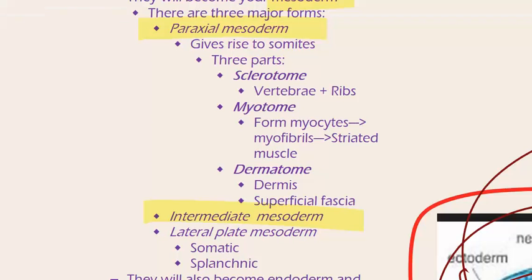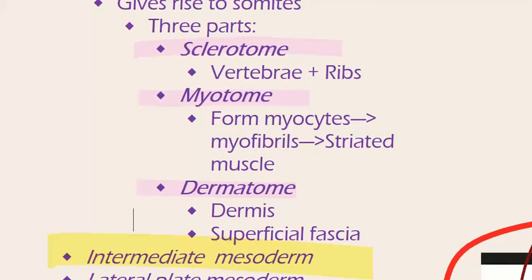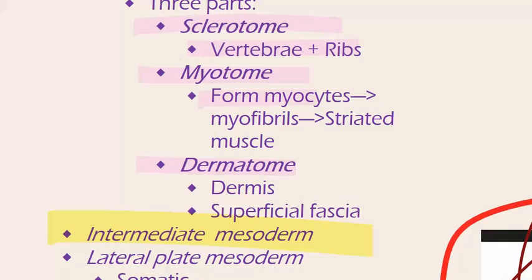Then we said that the paraxial mesoderm gives rise to your somite, which has three components: the sclerotome, the myotome, and the dermatome. The sclerotome gives rise to your axial skeleton, like your vertebral column and ribs. Your myotome gives rise to myocytes, which give rise to myofibrils, which give rise to your striated muscle. Remember, these are the ones moving into the limb bud, so they can form the future muscle of the limb bud. And the dermatome would also be moving into the future limb bud.